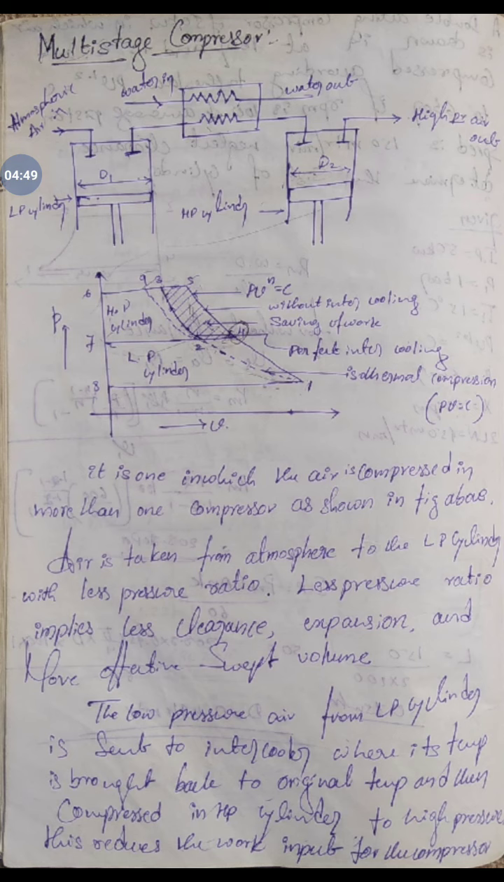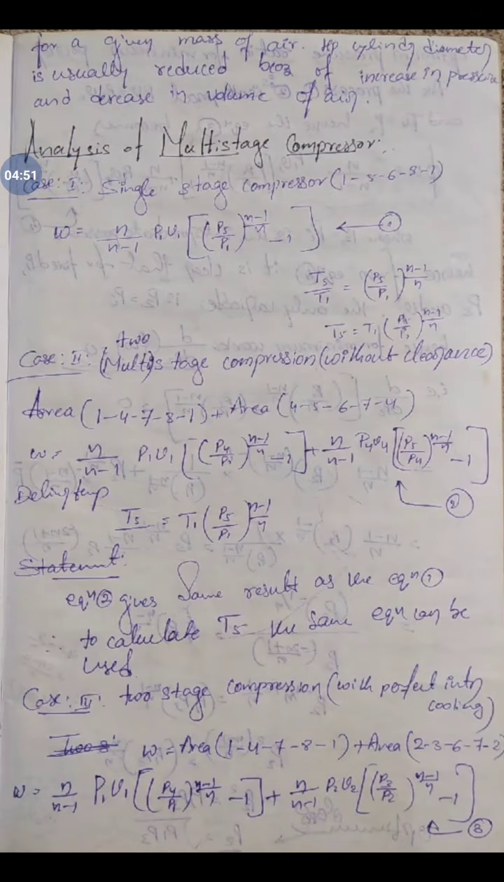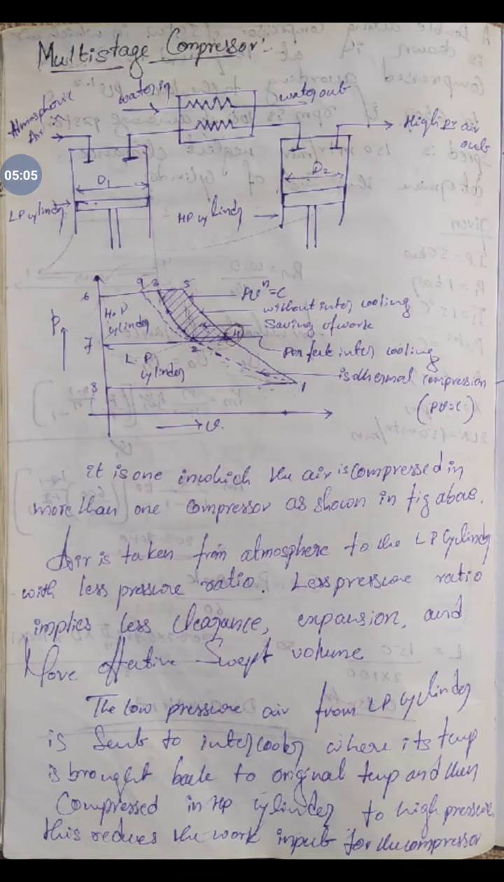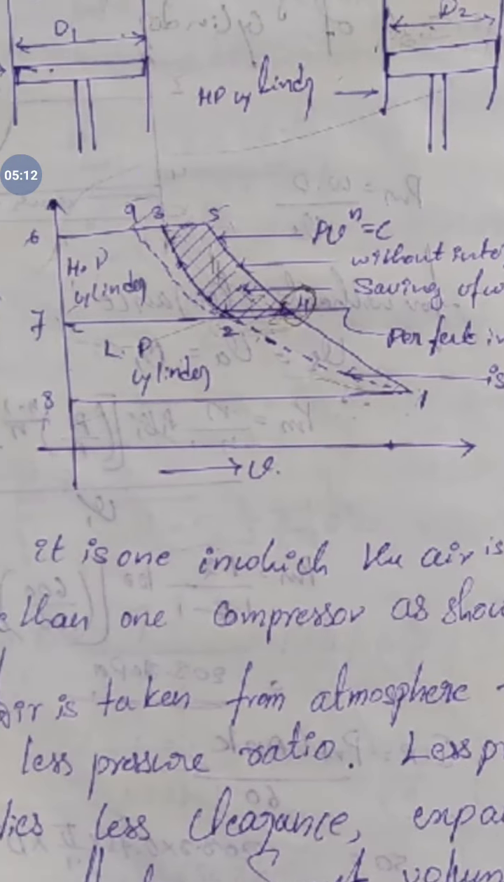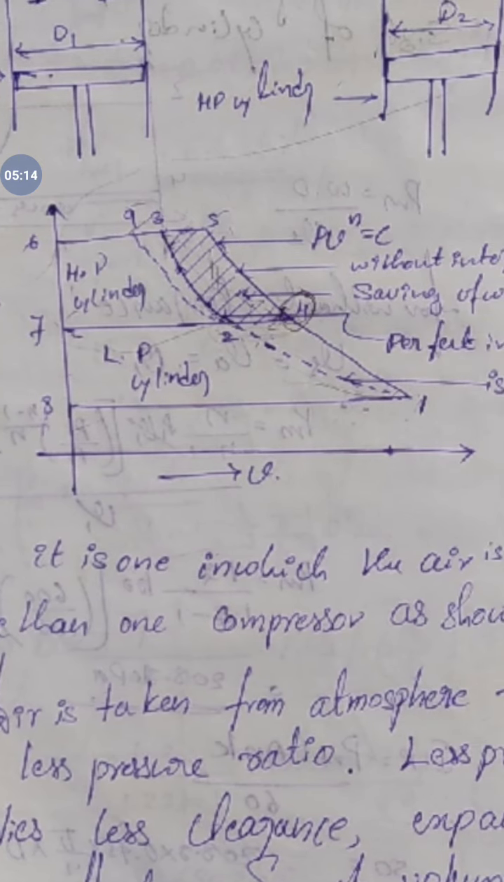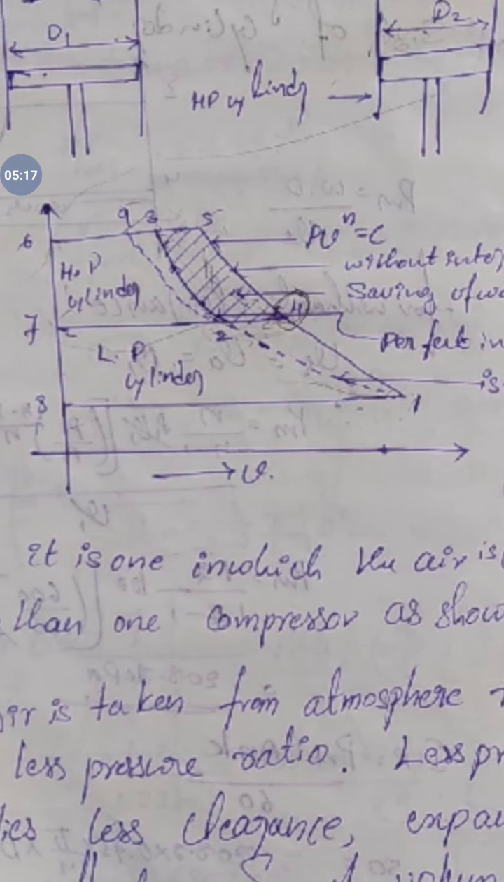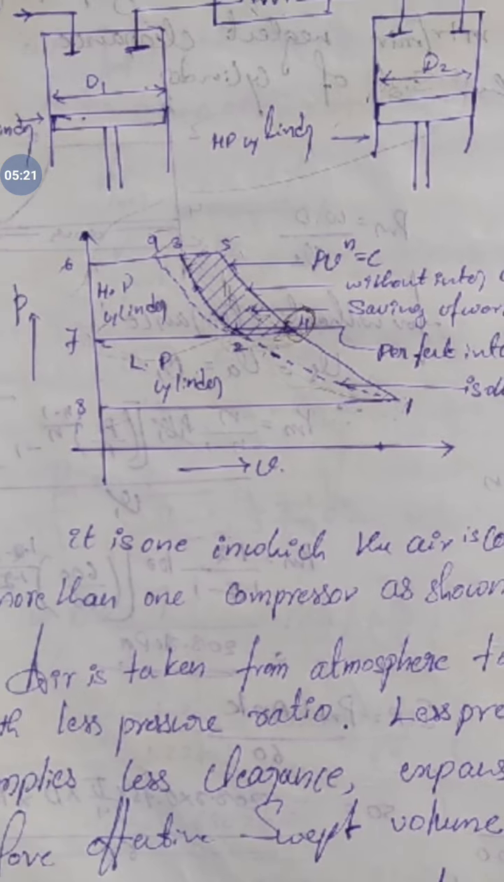Just like how we did the analysis for a single stage air compressor, now we have three cases here. The first case is the single stage air compressor. If you look into the previous PV diagram and consider the single stage, the compression goes 1 to 5, 5 to 6, 6 to 8, 8 to 1. It is the single stage air compressor without considering any intercooler.